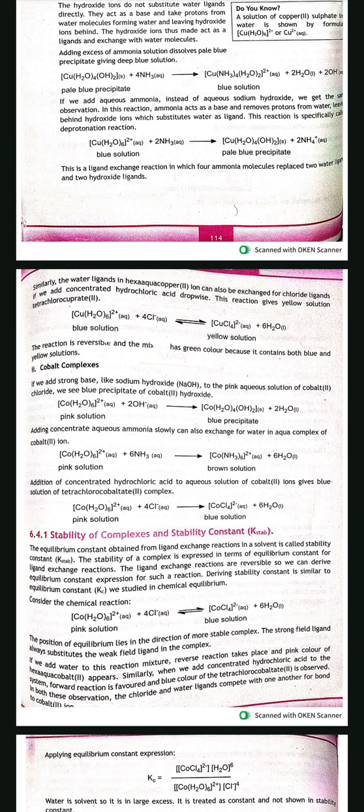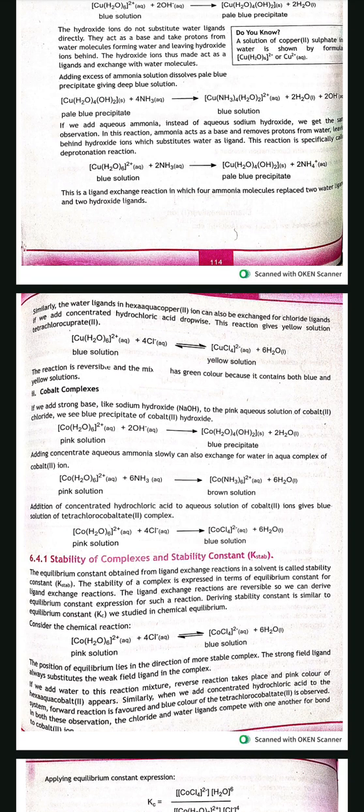So the pale blue precipitate, and there is a substitution. And the 4 water molecules are substituted by NH3, which is ammonia. So if we add aqueous ammonia instead of aqueous sodium hydroxide, we get the same observation. In this reaction, ammonia acts as a base and removes protons from water, leaving behind hydroxide ions. We substitute water as a ligand. This reaction is specifically called a deprotonation reaction.